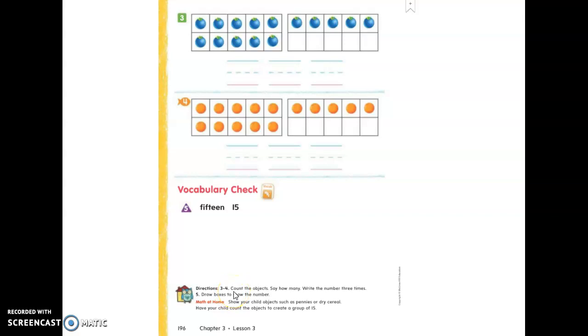The directions on the bottom say, for numbers 3 and 4, we're going to count the objects, say how many, then write the number 3 times. That's for this one and this one. For number 5, the directions are asking us to show the number 15 by drawing 15 boxes.